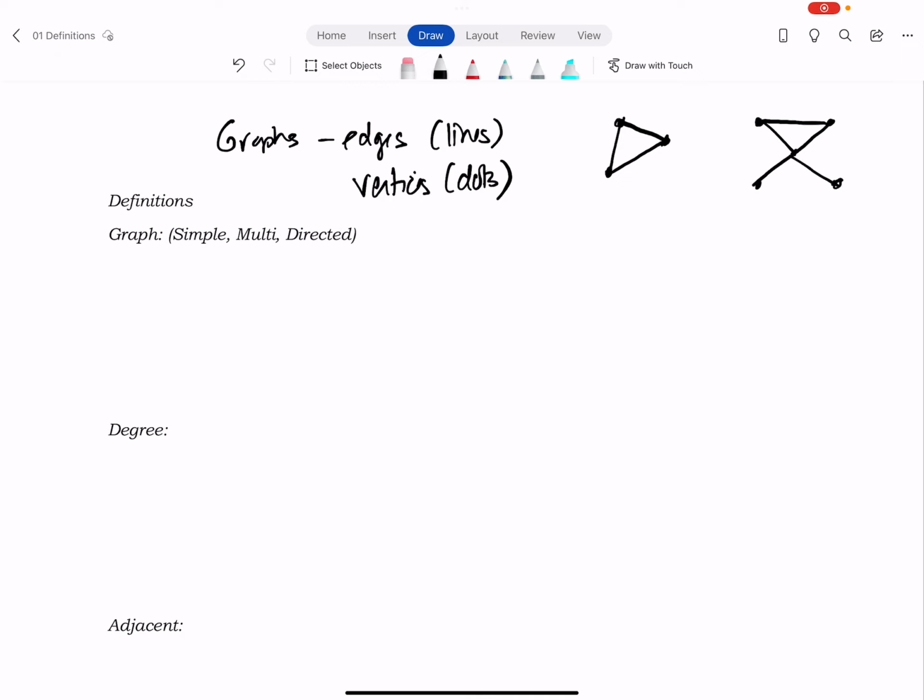Maybe I have something a little bit more complex like this. So this second graph I drew has 5 vertices, it has 5 dots, and it has 5 edges because there are 5 lines there. So we're going to talk about 3 kinds of graphs. A simple graph has no loops and no duplicate edges.